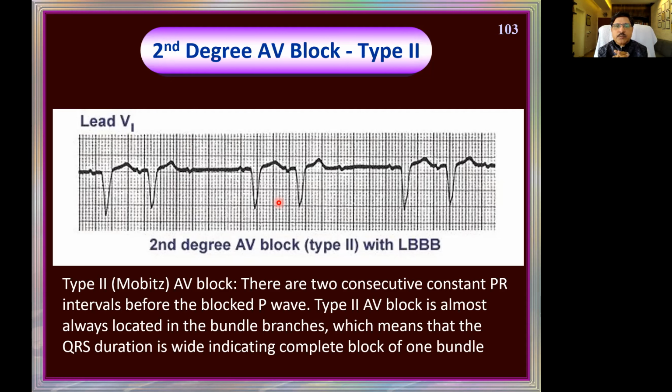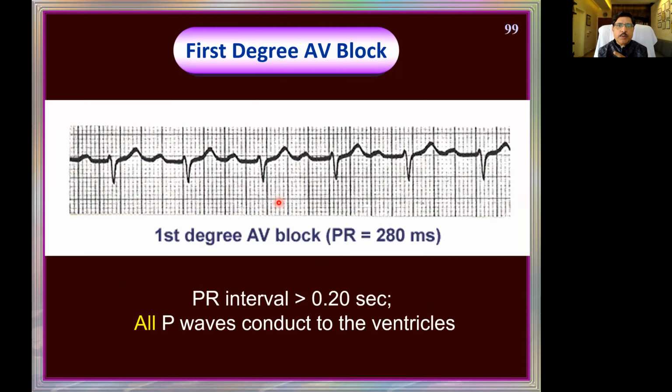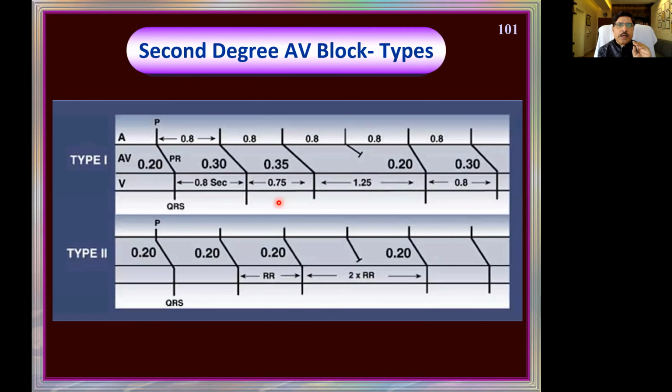Okay. So type 1, you learned. What is type 1? Let me go there. There is an increase in the PR interval, no dropped beat. PR interval is constant, increased more than 0.2, no dropped beat. Normal looking QRS complexes, each P wave is accompanied by the QRS. Now, type 1, the progressive lengthening of the PR interval.